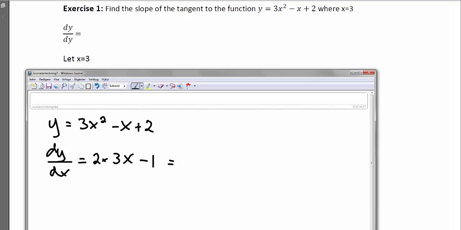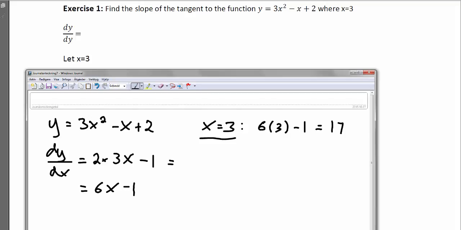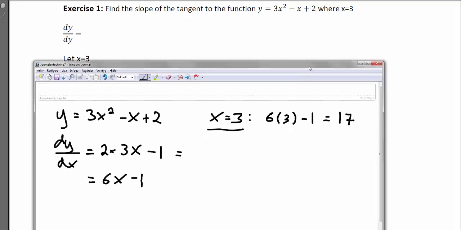Let's clean it up a little bit. So 2 times 3 is 6, 6x minus 1. So for x is equal to 3, that gives us this value. This is the derivative of the function, so we just substitute 3 for x and we get 6 times, we can write it like this, bracket 3 and then minus 1. So 18 minus 1 is equal to 17.